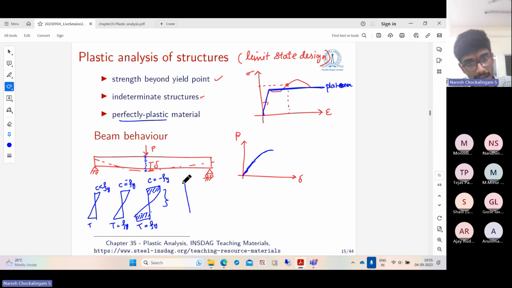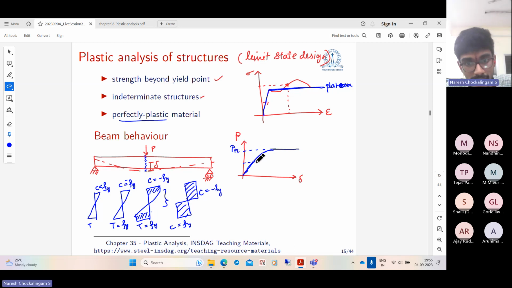And at some point, the entire cross section will be yielded. Everywhere above a certain axis you have compressive stress equal to minus Fy, and below that you have tensile stress Fy. At this point, the entire cross section has yielded, and there is no material point where you can increase the stress beyond Fy. So the load cannot be increased any further. The deformation will increase indefinitely at a constant force. This load we call the plastic collapse load, PPL.